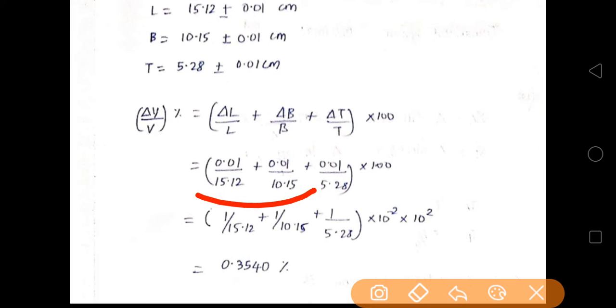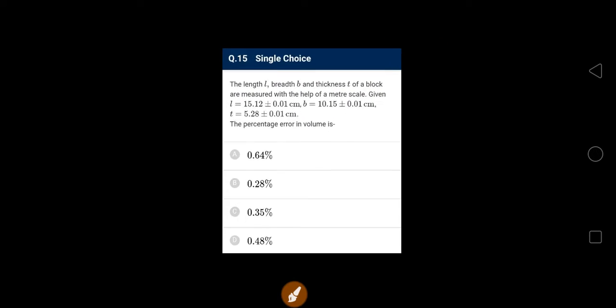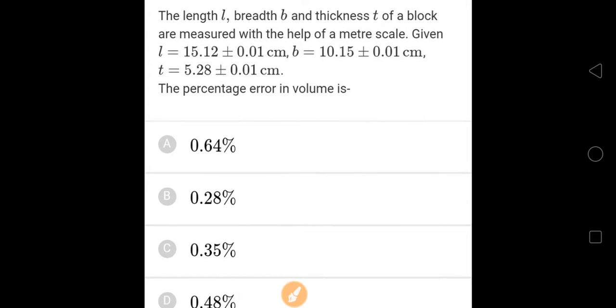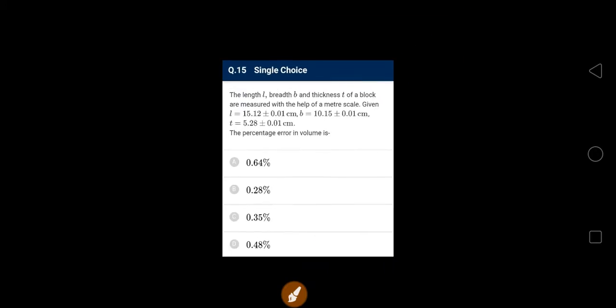You are substituting, multiply by 100 because they are asking the percentage error in the volume. So take this 0.01 as 10 power minus 2 outside. This is 10 square. Cancelling these two, finally we will get 0.3540 percent. 0.3540 means option C is correct for the 15th question. Now 16th question.